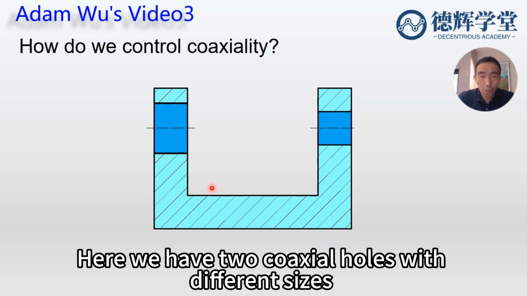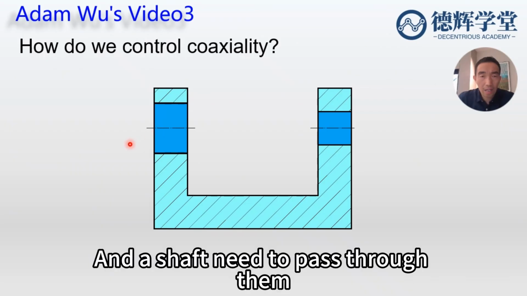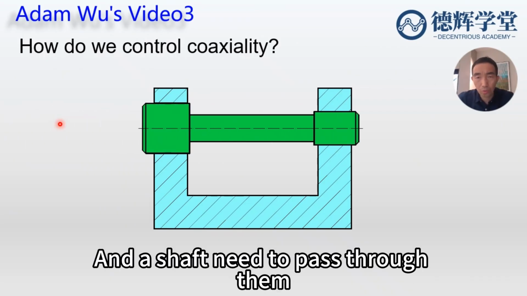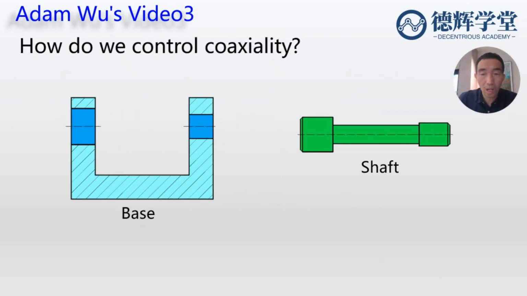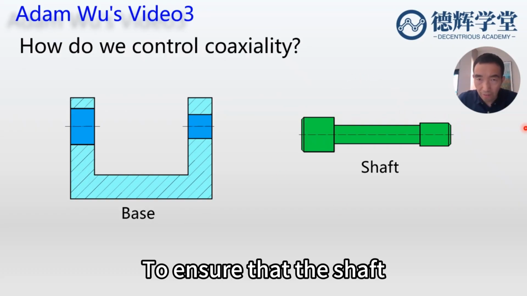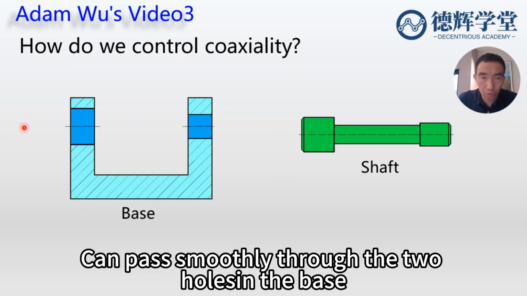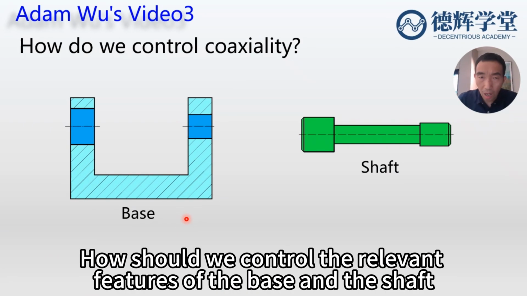Here we have two coaxial holes with different sizes, and a shaft needs to pass through them. To ensure that the shaft can pass smoothly through the two holes in the base, how should we control the relevant features of the base and the shaft?